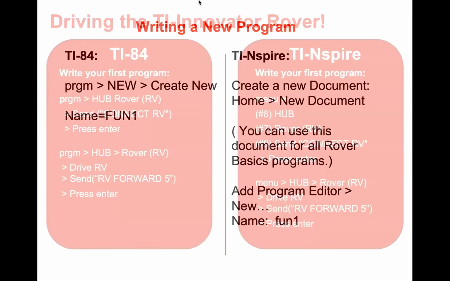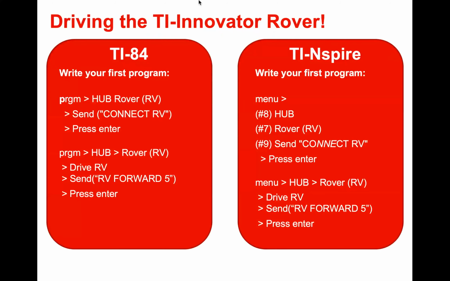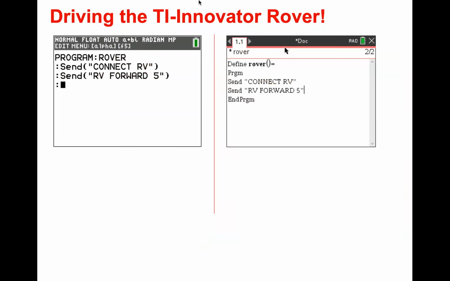This is really the quick start piece to driving the rover. You have to get the code in there for the hub, which sends the information to the rover itself, and some of the code for driving it, and there are drive commands. So it's very menu driven. It's not like you have to type all this in. This is what a basic program would look like on both the 84 on the left and the Inspire on the right.